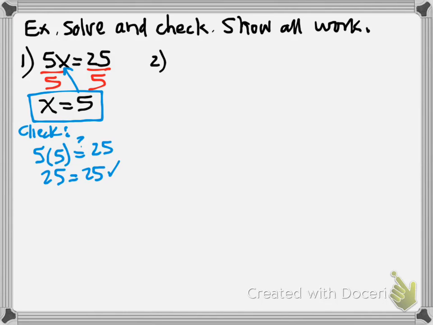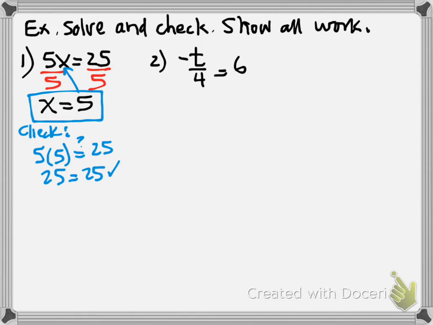Number 2. Negative t over 4 equals 6. Negative t over 4 equals 6. So remember my goal is to get t alone. So what math is currently happening to the t? There's 2 things, right? What am I dividing by? I'm dividing by 4. What am I multiplying by? What am I multiplying t by?